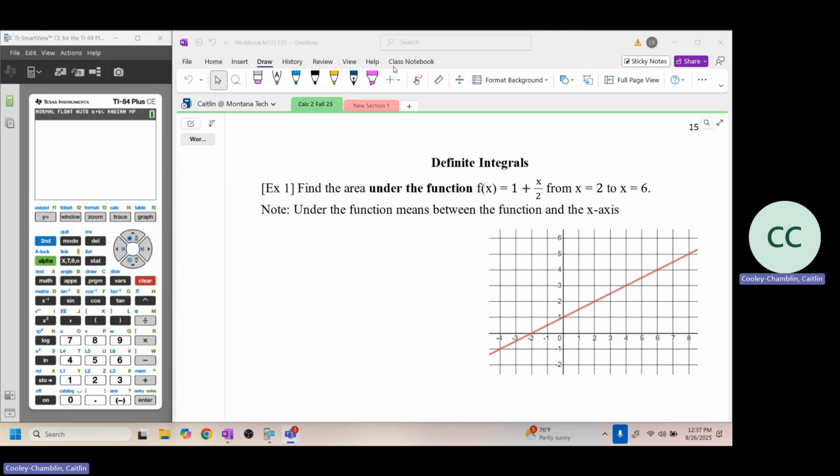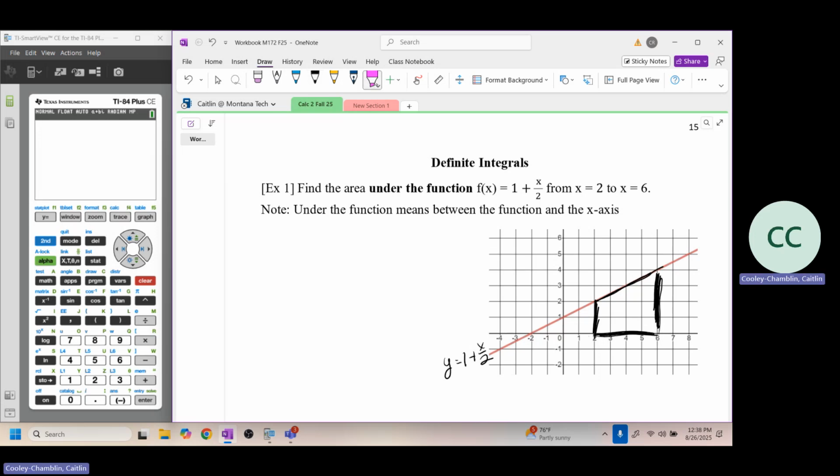So let's draw out what I mean when I say find the area under the curve. We have this curve, y equals 1 plus x over 2. That's this red curve right here. And we say from 2 to 6. So we want to go up to the curve at 2, go up to the curve at 6, and find the area between the function, which is that red line, and the x-axis. So this line right here. We want to find this little triangle on top of a rectangle, really.